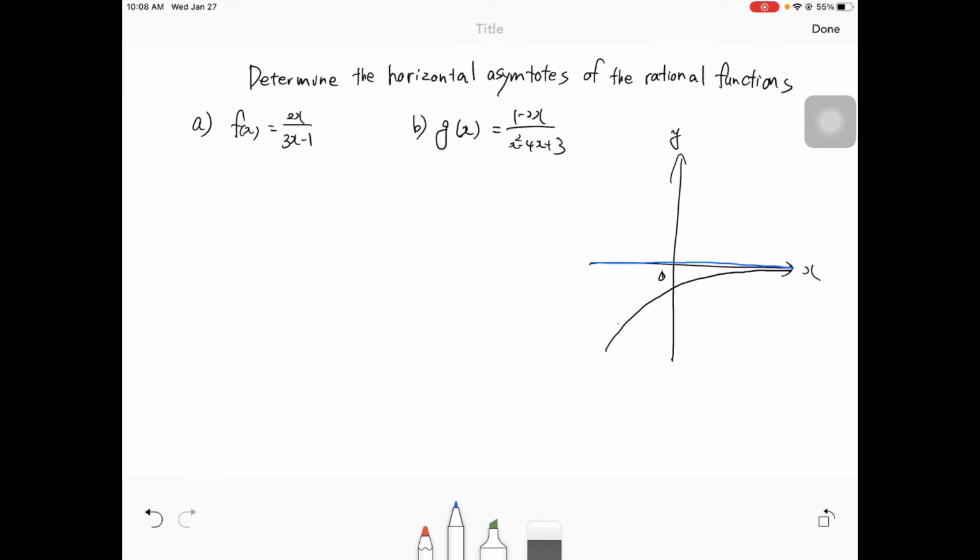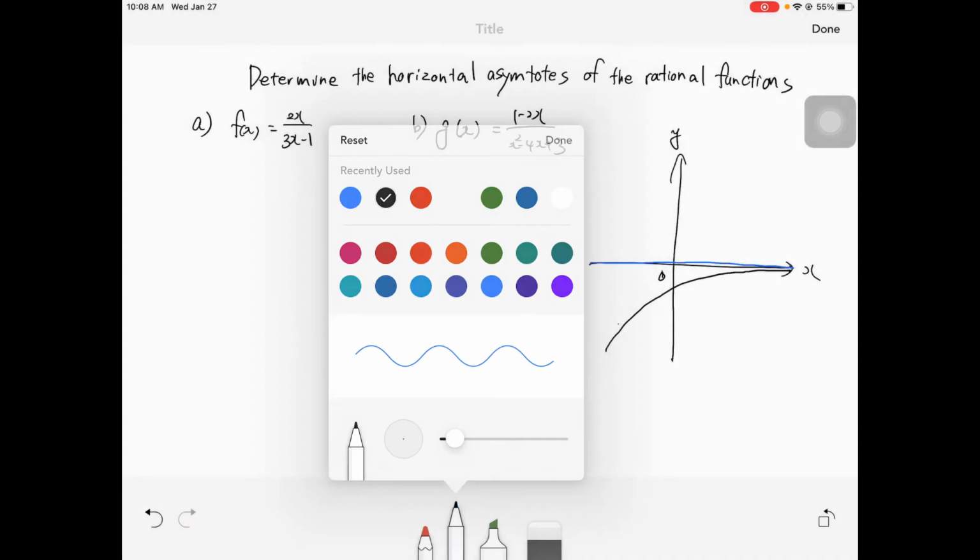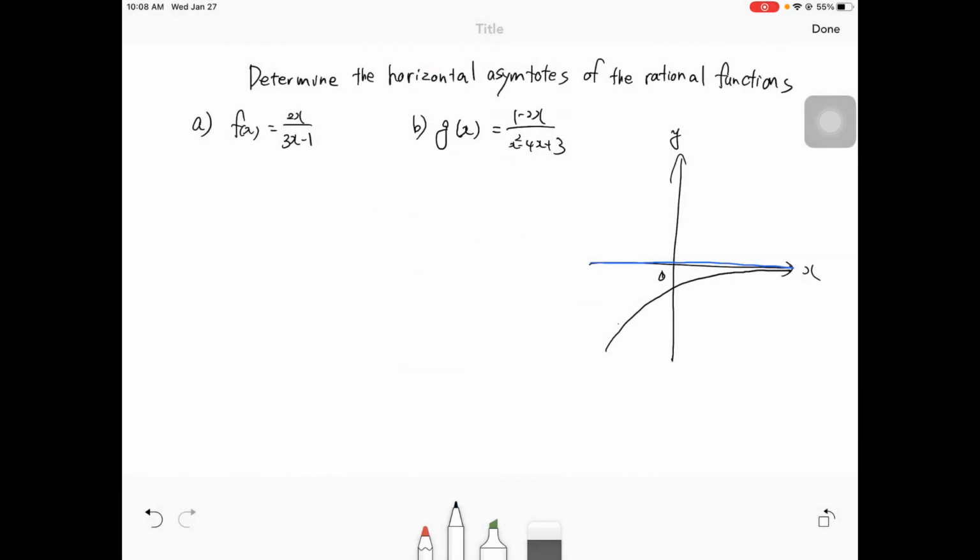So let's find the horizontal asymptotes of these two graphs. First one, f of x equals 2x over 3x minus 1. How can you find horizontal asymptotes? Like I said, to find a horizontal asymptote, you focus on the end behaviors, this part and this part. If the graph is like this, there's no asymptote. Okay. So how can you find it?